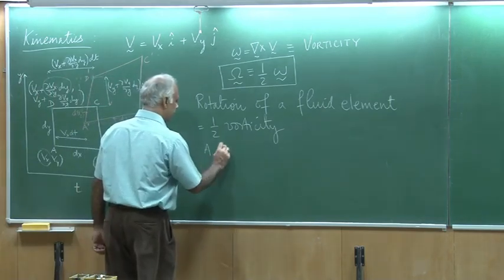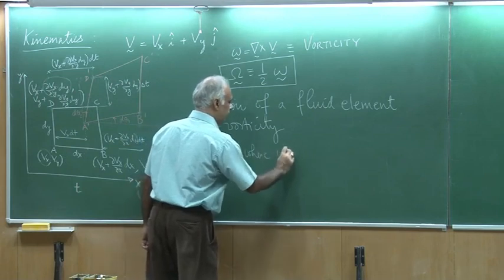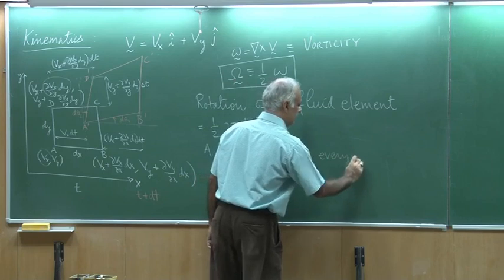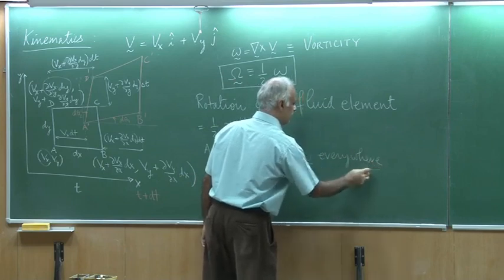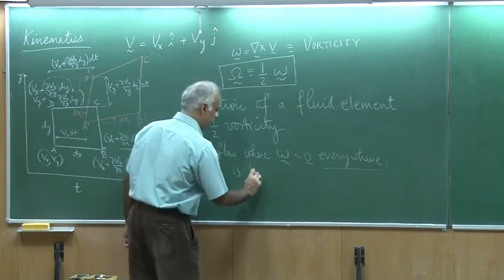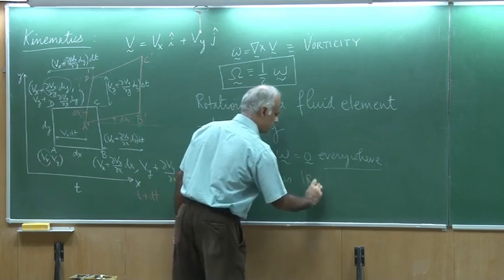A flow where omega is 0 everywhere. So, this is the operating word, everywhere, is known as irrotational flow.